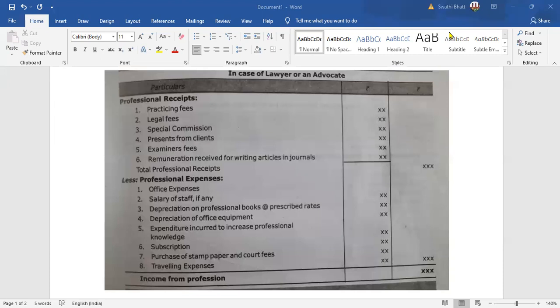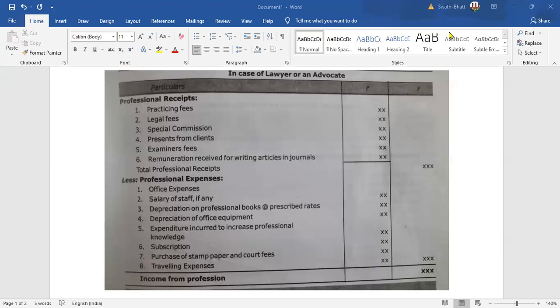Subscription. So if the lawyer is subscribing to any magazines or journals for the purpose of keeping himself updated about his field, so subscription to journals or magazines, you will write here. So there is a difference. Professional books are different. Subscription to magazines and journals are different. So if you purchase any professional books, that is a capital expenditure and you don't record it.